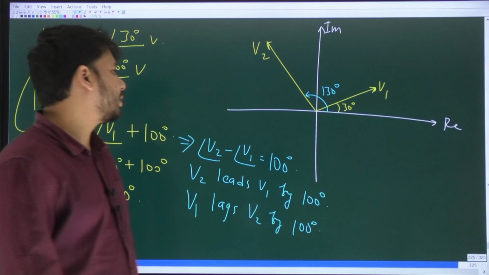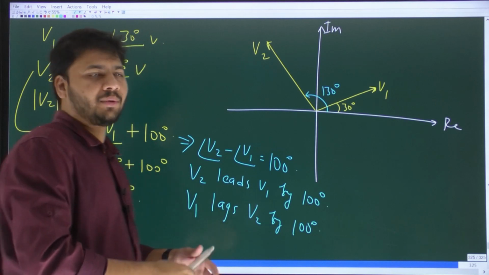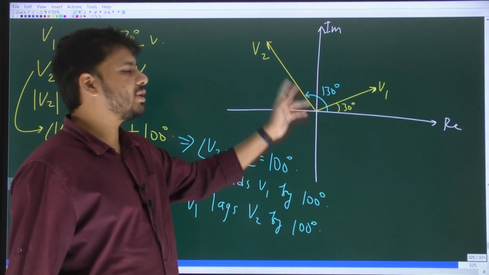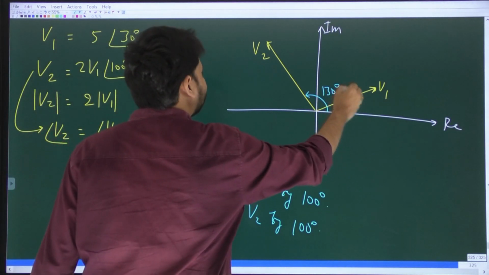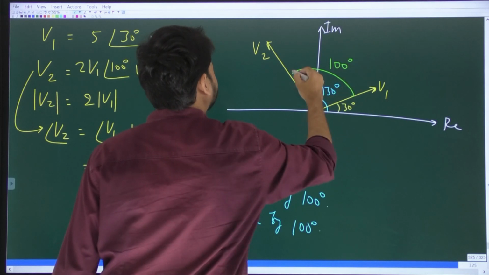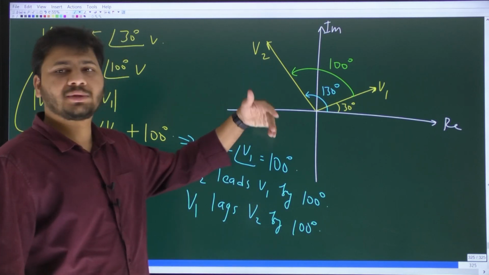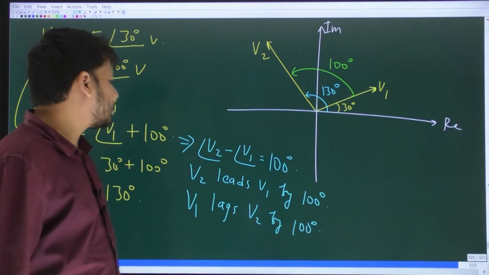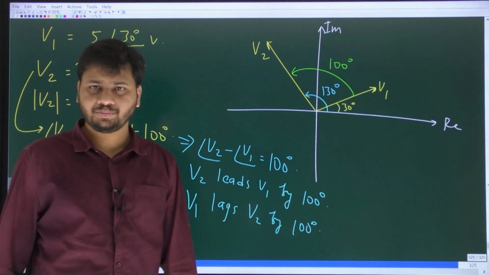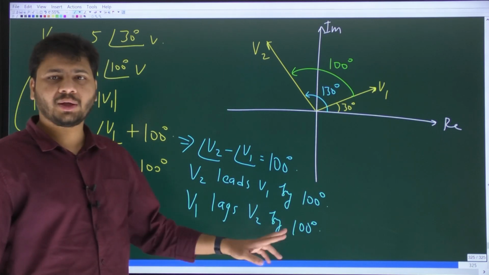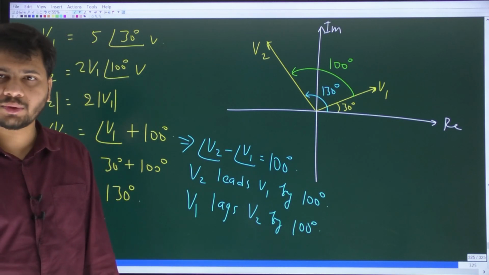You understood? So here, rotate V1 by 100 degrees, then double the length of V1, you will get V2. And V2 leads V1 by 100 degrees. So this 100 degrees, is it not the angle between V2 and V1? Angle of V2 minus angle of V1. That is why it is the phase difference between V2 and V1. So what is the phase difference between V2 and V1? It is plus 100 degrees, which means V2 leads V1 by 100 degrees. The same thing can also be said as V1 lags V2 by 100 degrees. You understood?